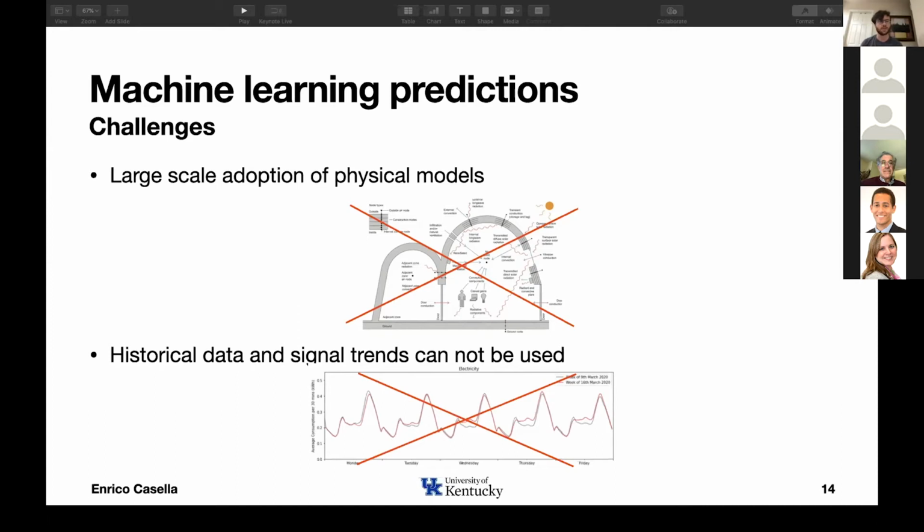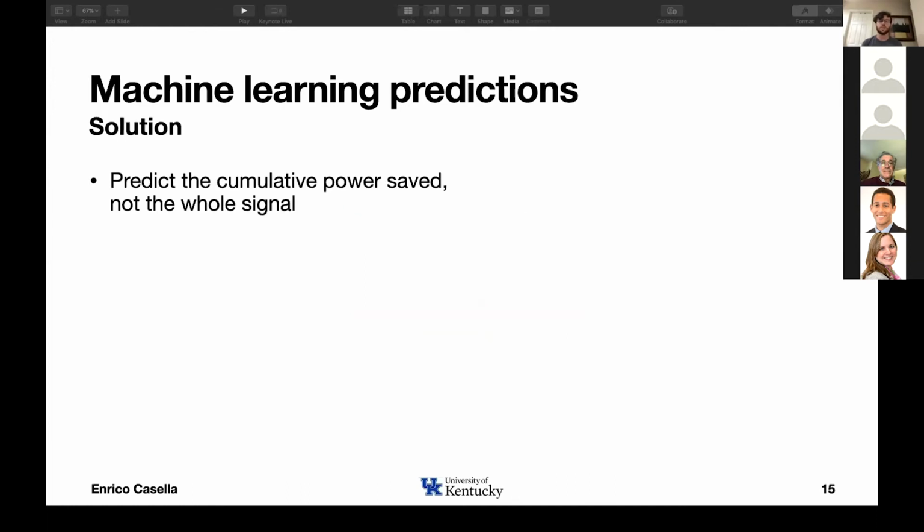But here the issue is that we can't really rely on historical data. What I mean by that is that since we are going to change the thermostat set point, we're actually going to drastically change the behavior of the energy consumption. So relying on what has happened in the past under similar conditions is not useful. And so at this point, we tried to solve this problem.